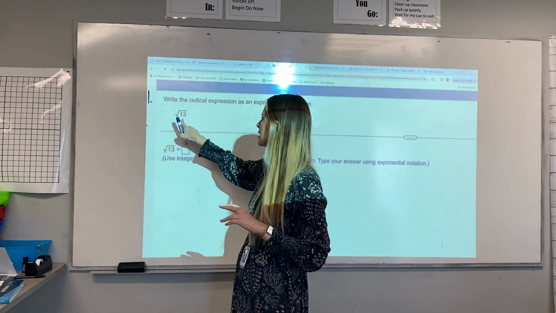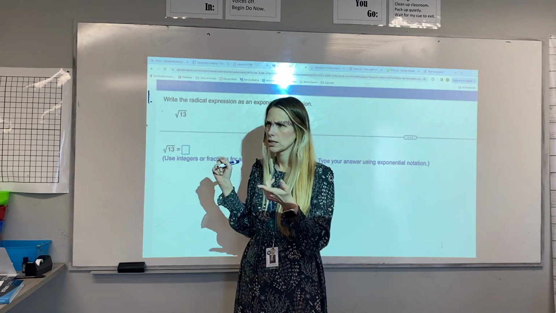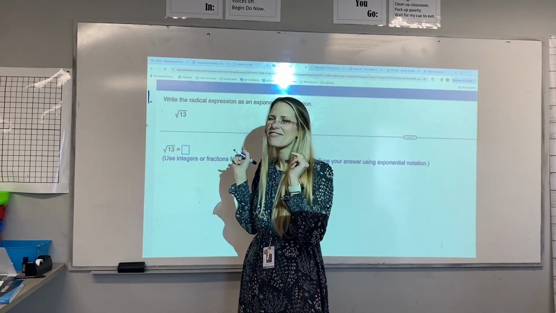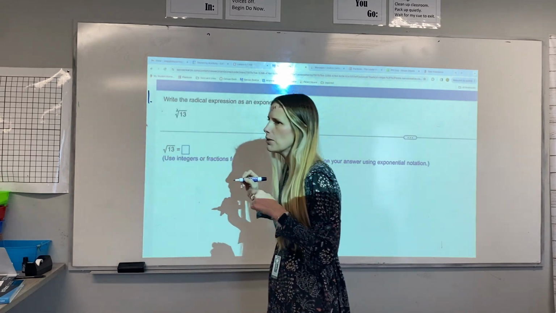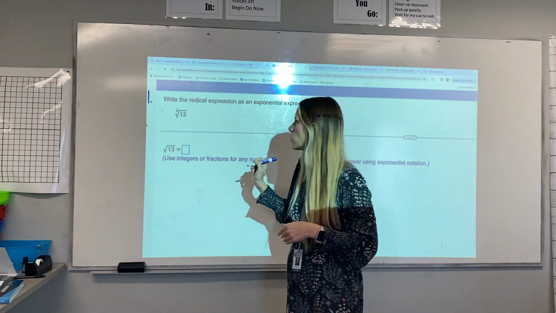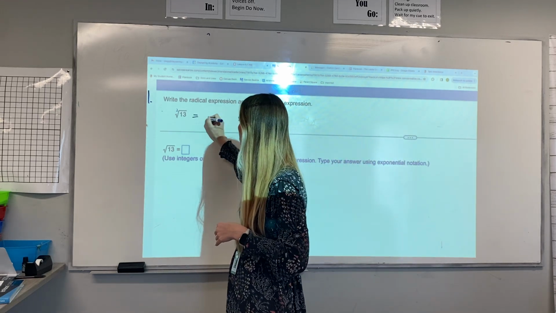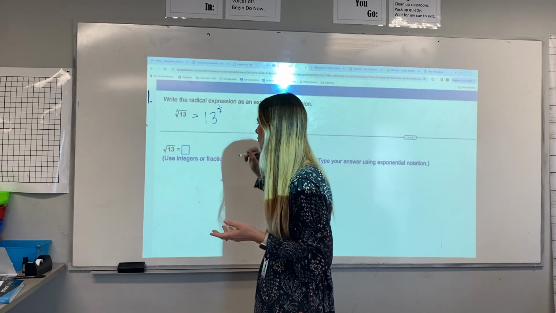Because this is saying the square root, how do we know it's a square root if there's no 2 here? It's an invisible 2. If you'd like to make that 2 show up, you can. But if you don't see a number for the root, it is the square root. So the square root of 13 can be written as 13 to the 1/2 power.